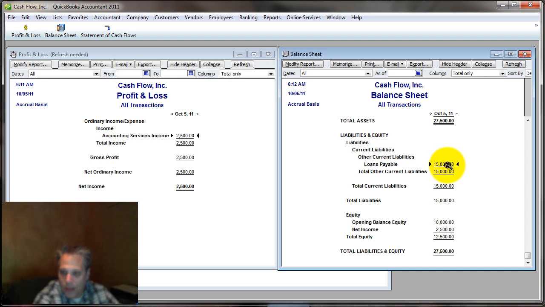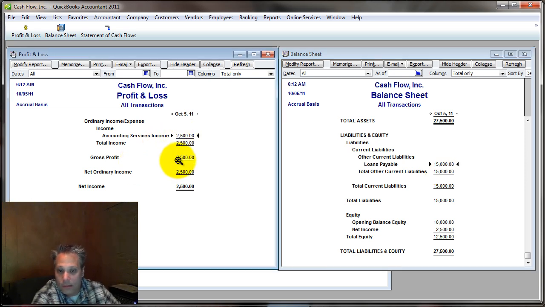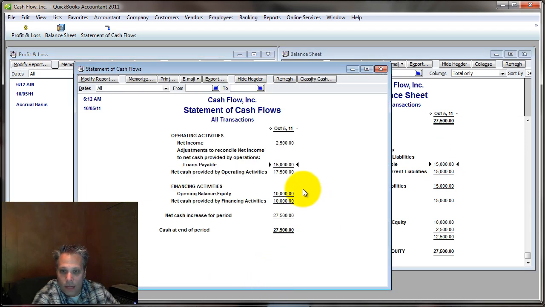Again, nothing happened on the P&L. So again, on the statement of cash flows, I'm going to have to account for the fact that I just put money into the business that isn't reflected in my net income number. Notice net income hasn't changed. I didn't earn this money, I borrowed it. So let's go to the statement of cash flows.